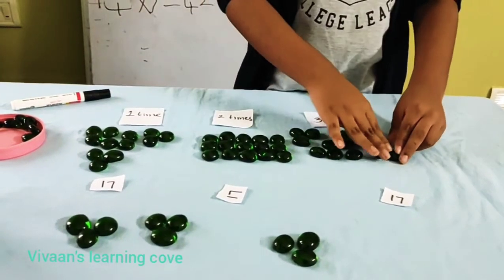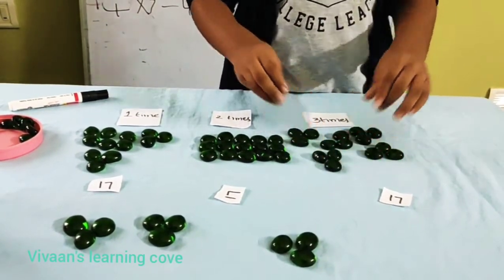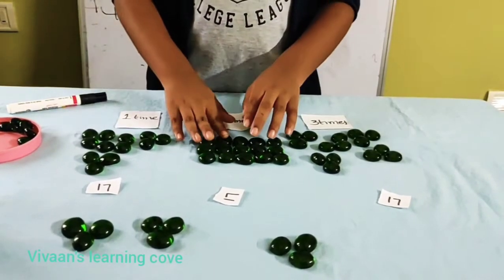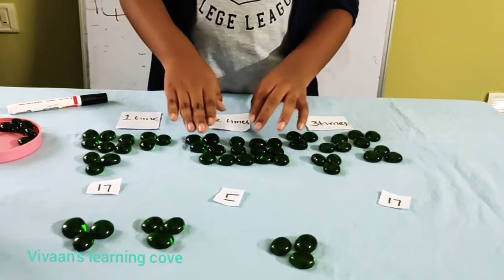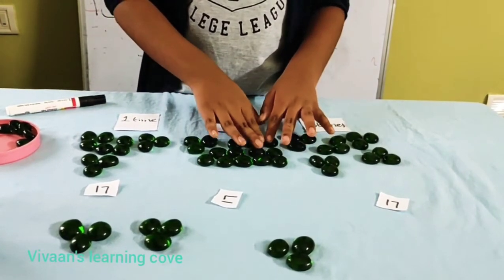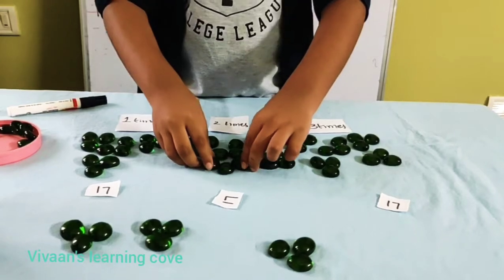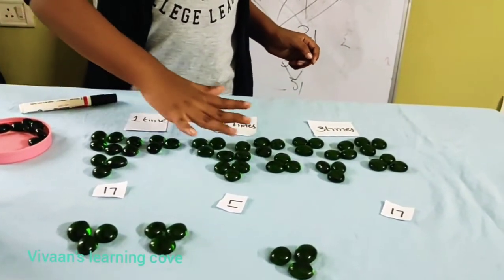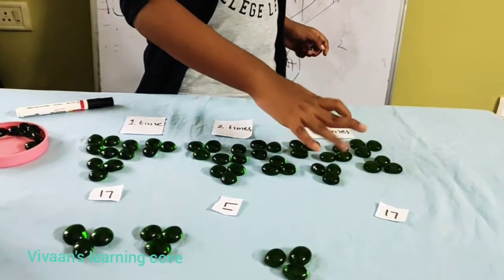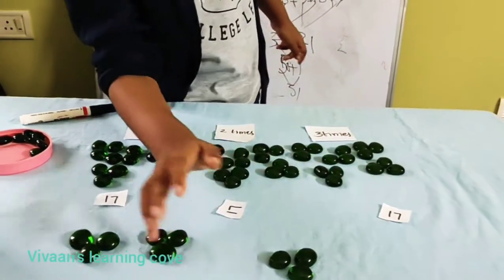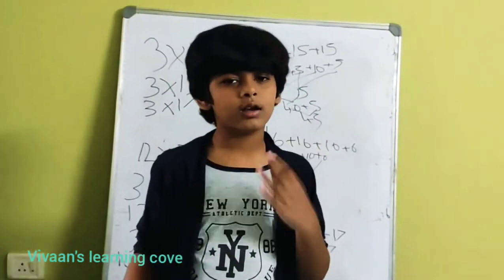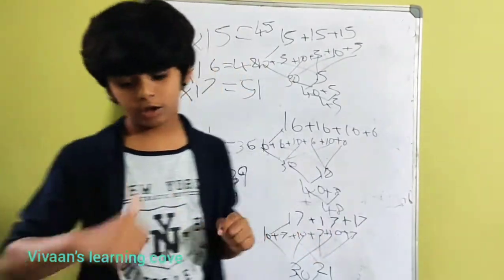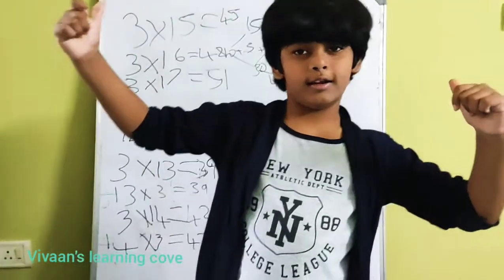So, you see, there are 17 groups and 3 pebbles in each group. So, what I'm telling is, if we split this, we will get 17 times 3. See, 1, 2, 3, 4, 5, 6, 7, 8, 9, 10, 11, 12, 13, 14, 15, 16, 17. So, there are 17 groups and 3 pebbles in each group. So 17 times 3.